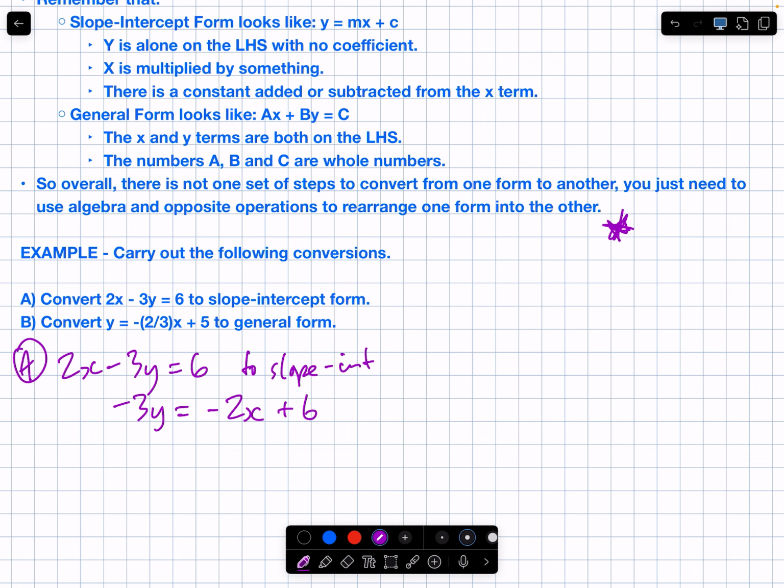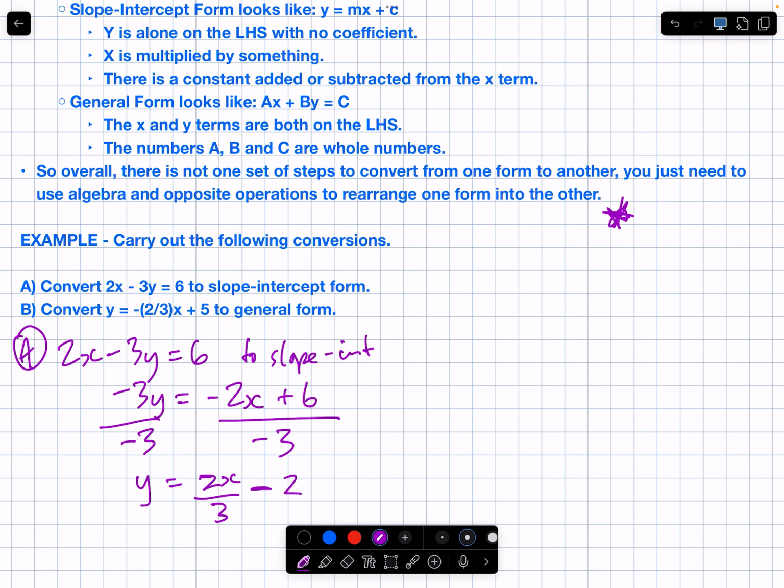So how would I get rid of that negative 3y? What's the opposite of timesing by negative 3? Divide both sides by negative 3. Divide all of that by negative 3. So that's going to give you y is equal to 2x on 3, plus, take, what's 6 divided by negative 3? Take 2. So that's in slope-intercept form now from general.